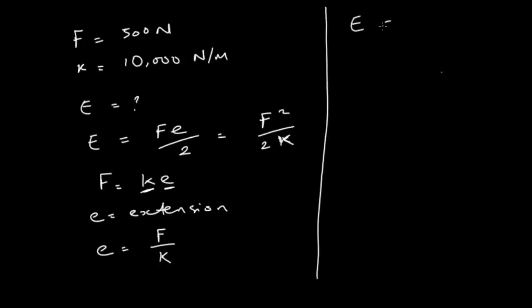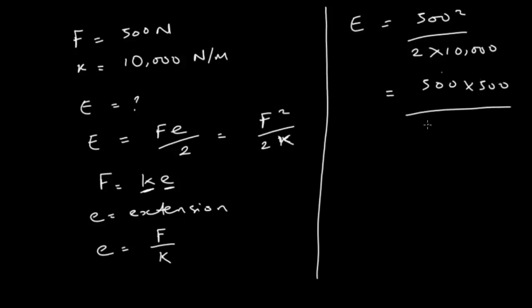So E equals 500 squared divided by 2 times 10,000, and that will give you 500 times 500 divided by 2 times 10,000. So at the end of the day, you have 25 over 2, and that will give you 12.5 joule.